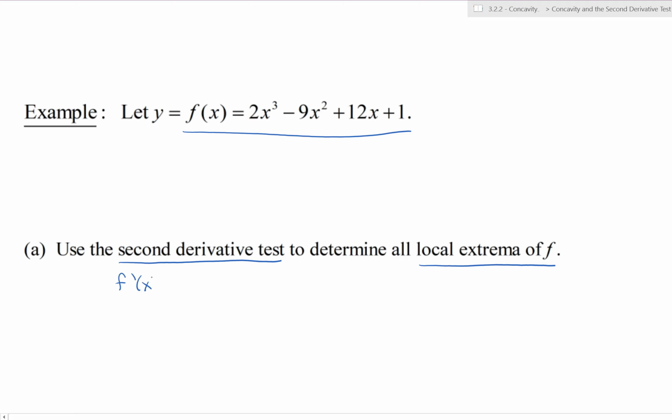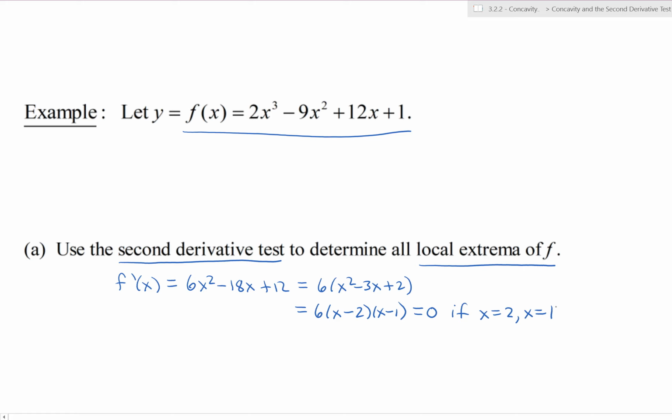f prime of x is needed to do that. So differentiate that function: 6x squared minus 18x plus 12, which can be rewritten as 6 times x squared minus 3x plus 2. Factoring further, 6 times x minus 2 times x minus 1. So we can see that this function's derivative is equal to 0 if x is equal to 2 or x is equal to 1.